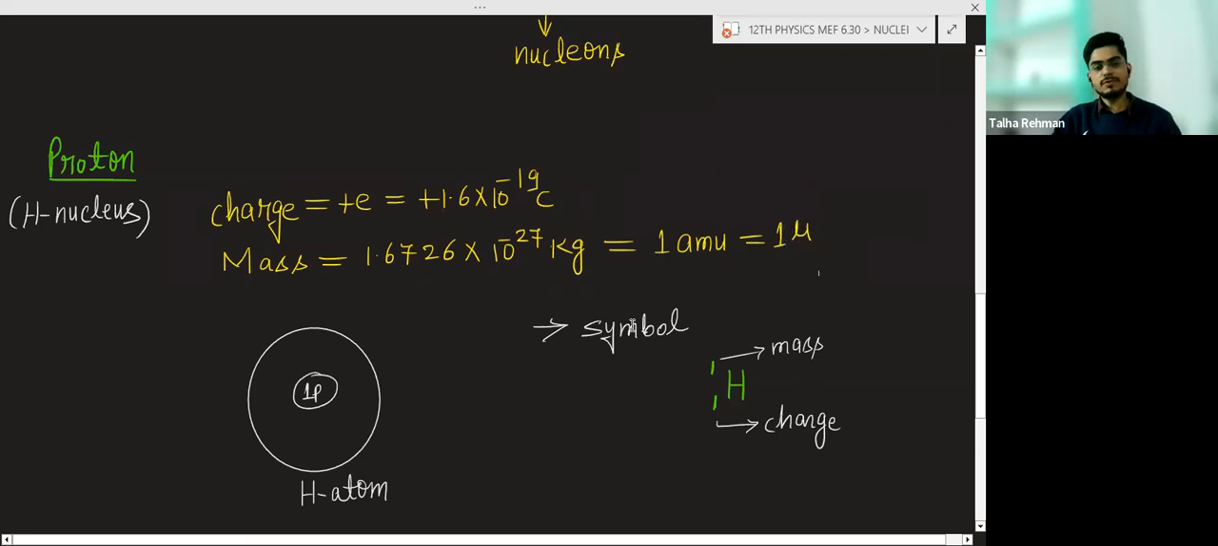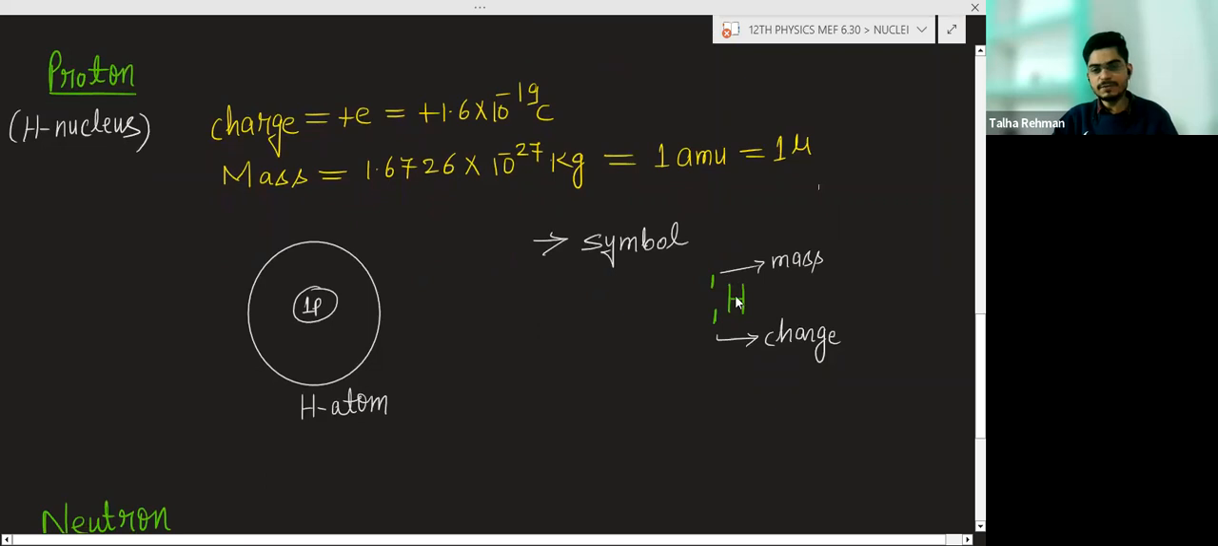Now, what is the symbol for the proton? A proton is represented by the symbol of hydrogen, written with 1 and 1. The mass of hydrogen is 1, and the charge on hydrogen is also 1. I will explain this later. Here you should understand that the symbol of the proton is this, represented by 1 and 1. The meaning of this you will get to know.